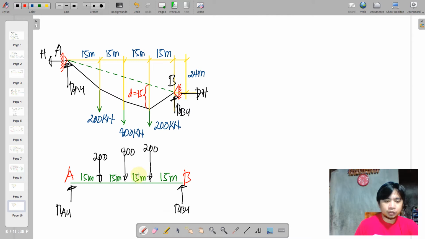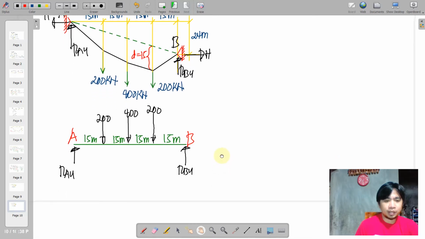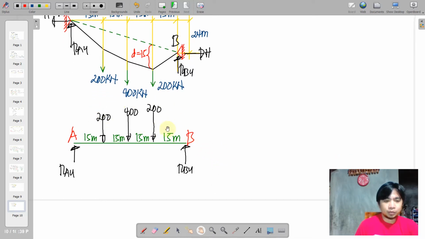And of course it is obvious that RAY and RBY shall be equal because of symmetry. So you just have to share or absorb the loadings, which is equal to 400 plus 200 plus 200, that is 800. So the reactions RAY and RBY are half of that. So both will have 400 each.